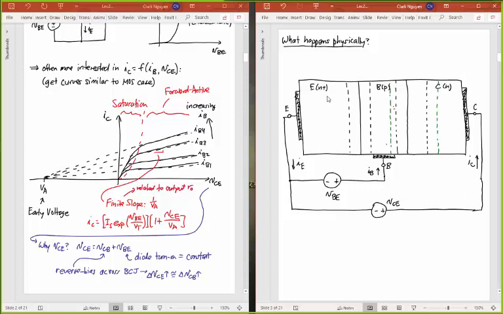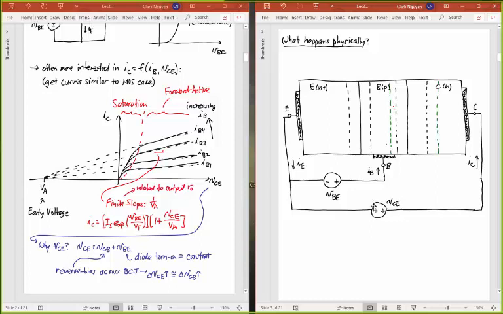So this is an NPN transistor again, so emitter, base, collector, N plus PN type regions there. And so what is happening physically? I assume that I'm applying a VBE that's forward biased here, so that we get in the forward active region. VCE, I assume, is a reverse bias voltage that I'm applying.